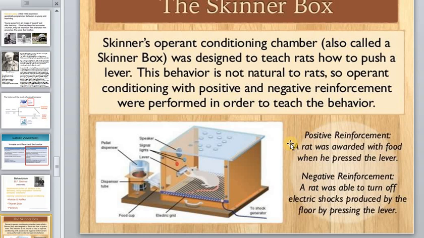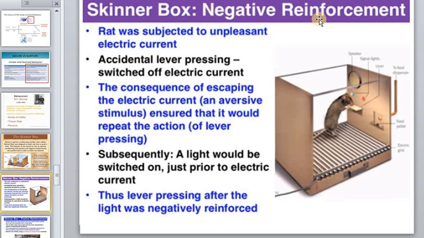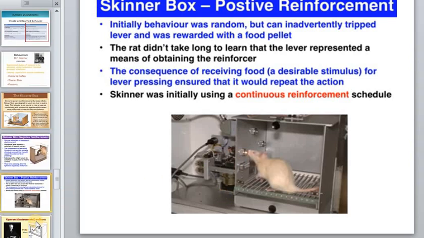And positive reinforcement, a rat was rewarded with food when he pressed on the lever, and negative reinforcement, a rat was able to turn off electric shock produced by the floor. Here we see this electricity when he pressed the lever. And so we have these two descriptions: negative reinforcement with the electricity, and positive reinforcement with the prize, some prize. I think it was a cheese, I think.